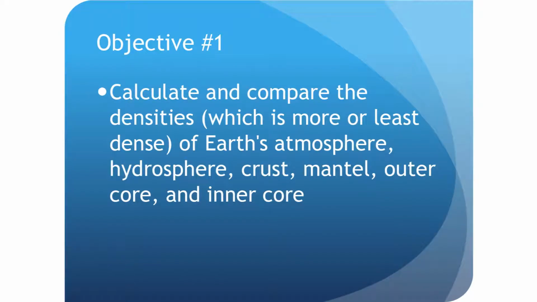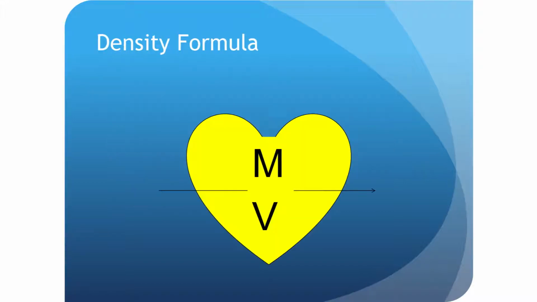So if we're looking at the various layers of the Earth, like atmosphere, hydrosphere, crust, mantle, outer core, and inner core, you should be able to tell me which is more or less dense, as well as calculate density. So here's some review. Here's our density formula. My favorite memory trick is the heart trick, but by all means use whichever works for you.